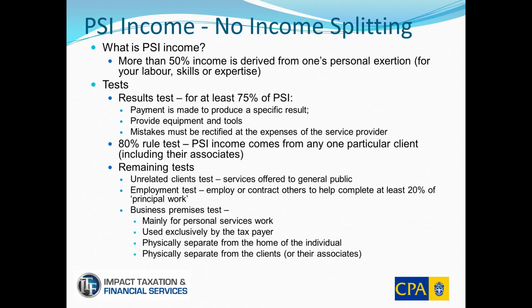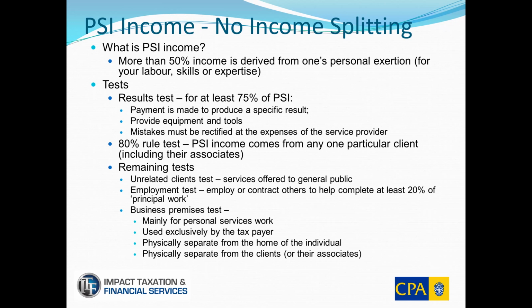So what if you can't pass it? There are other rules. Let's say you can't pass it, then you need to have a look at the second test. It's the 80% rule test. Under this test, you need to make sure that your PSI income comes from quite a few different clients, not just from one main source. If 80% of your income comes from the same client, then you're not passing this test. So if you have quite a few different clients, look at whether any of them makes up more than 80% of your income. If it does, you can't pass this test, but if not, then you pass.